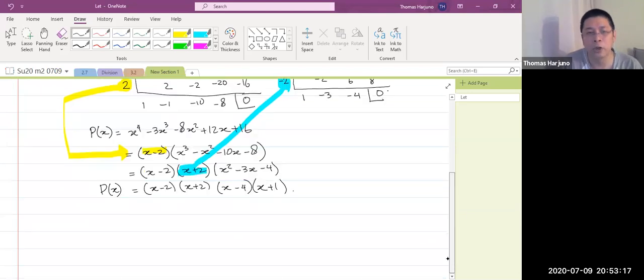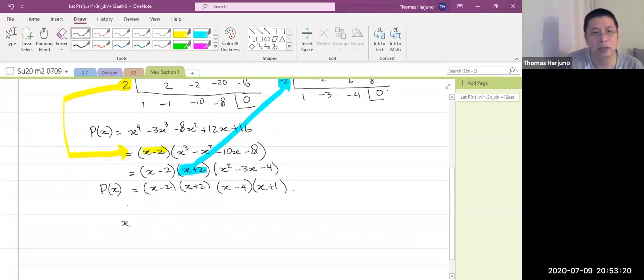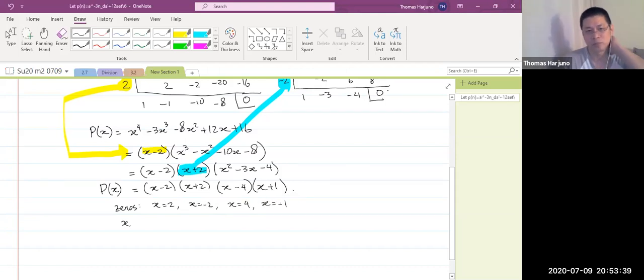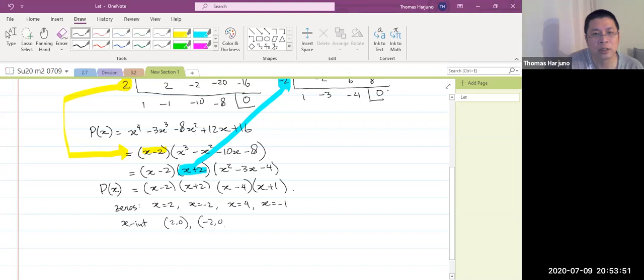Then from there we know the x-intercepts, let's say the zeros first. The zeros are 2, -2, that's given, right? But using those two zeros, I reduce the polynomial down to the degree of 2, and then I can factor it. Now I get the rest of the zeros. Therefore, the x-intercepts are (2, 0), (-2, 0), (4, 0), (-1, 0).